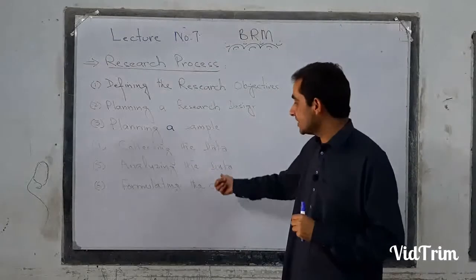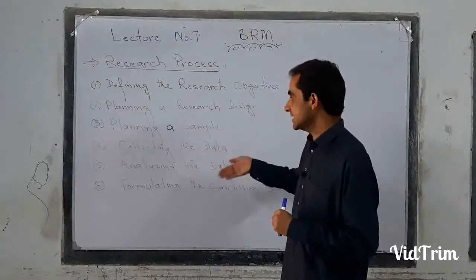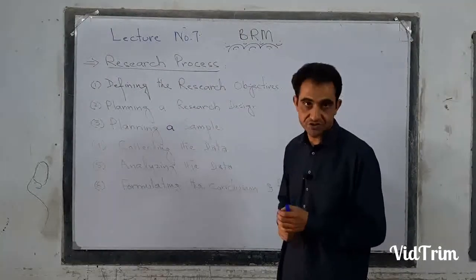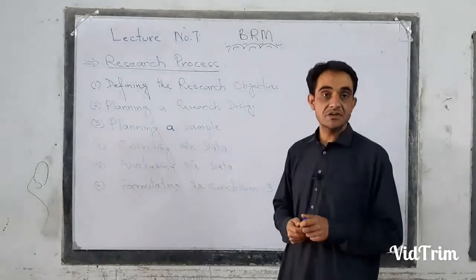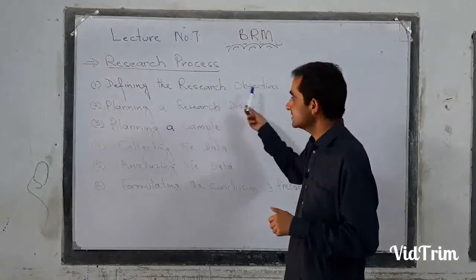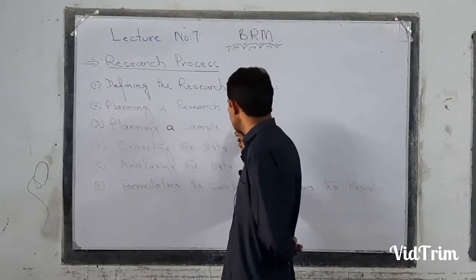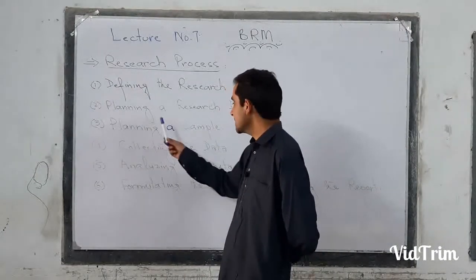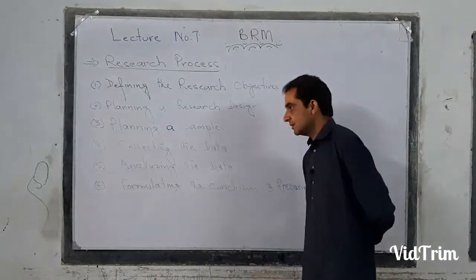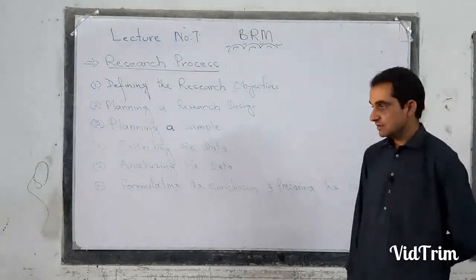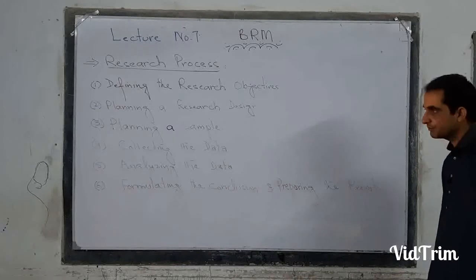In this regard, we have got 6 steps or 6 stages. Combining these 6 stages makes the research process. So coming to one by one, we are explaining these steps or stages. Number 1, defining the research objectives. Number 2, planning a research design. Number 3, planning a sample. Number 4, collecting the data. Number 5, analyzing the data. Number 6, formulating the conclusion and preparing the report.